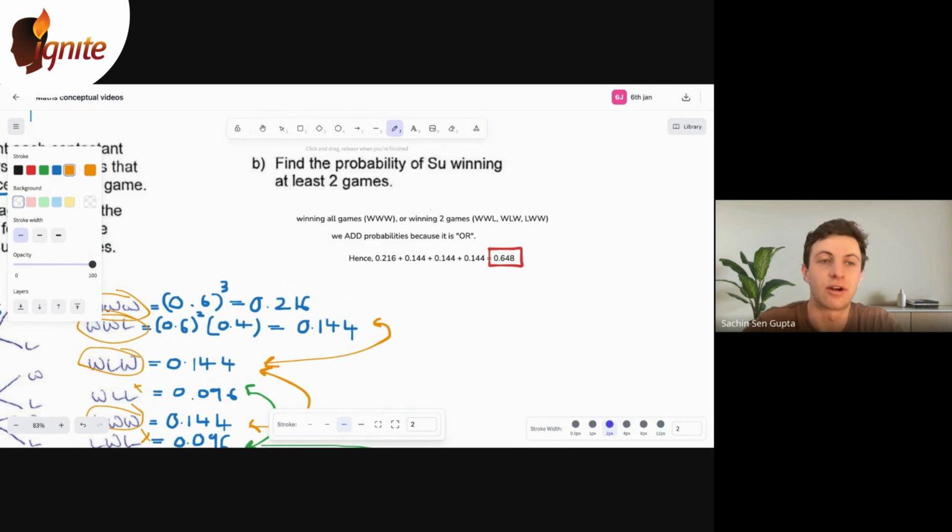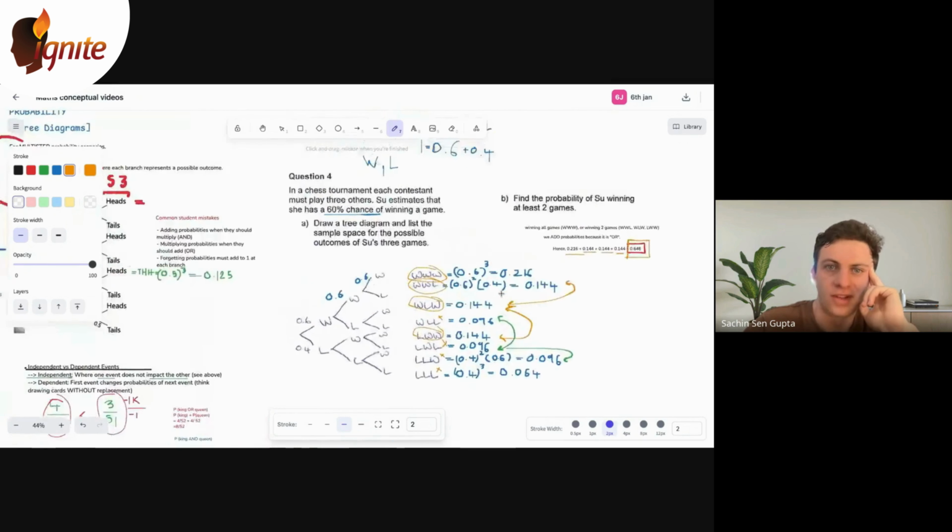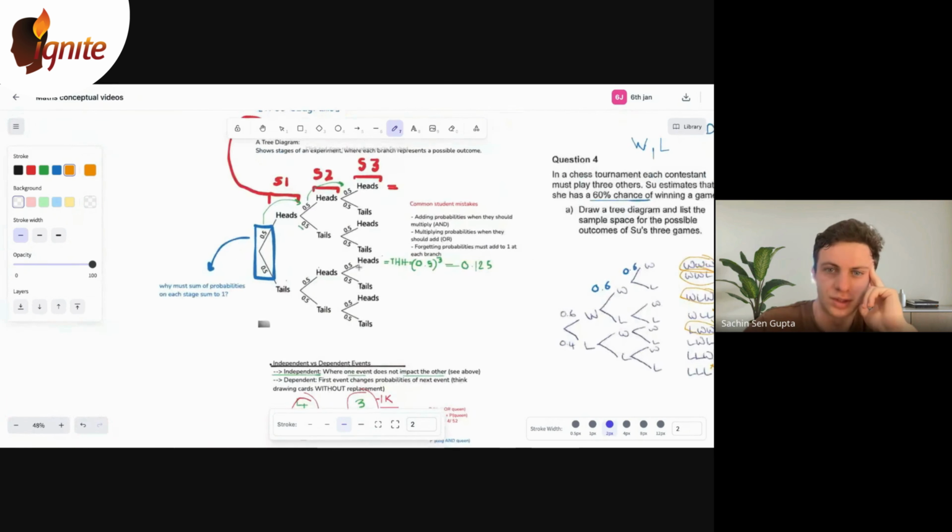Now, why do we add the probabilities? Because these are different scenarios and we don't have to have them all occur at the same time. It's about adding different scenarios of the possibilities. So this is where she won all 3, or she just won 2 or 2 or 2. So we're going to add them up and we get this final answer. All right, cool. Hopefully that makes sense, guys, with those sort of questions.